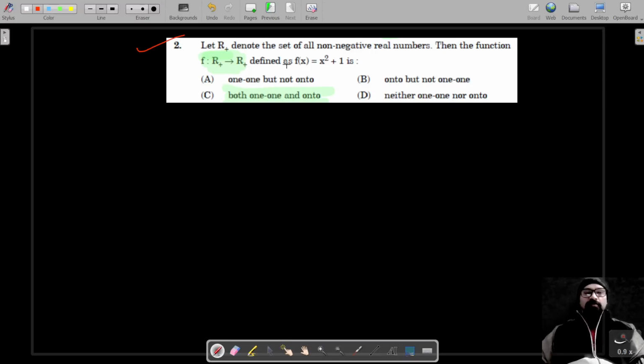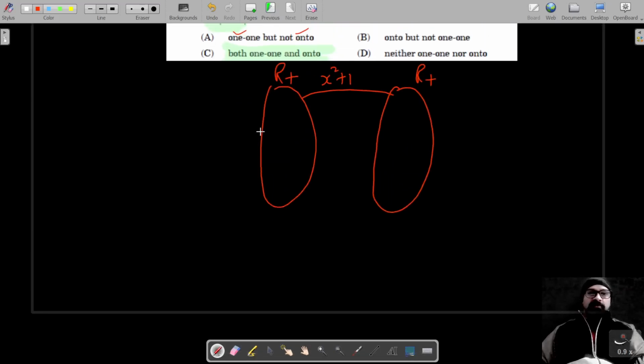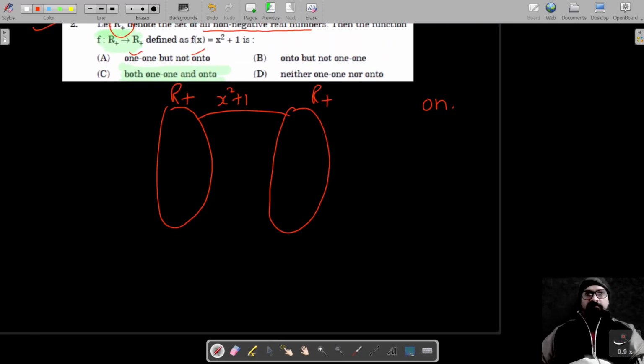For question number 2, it's given that R+ denotes the set of all positive real numbers. This function is defined from the set of all positive real numbers to the set of all positive real numbers, and the function is f(x) = x squared plus 1. We have to check whether it is one-one, onto, or both. So let's check it for one-one.